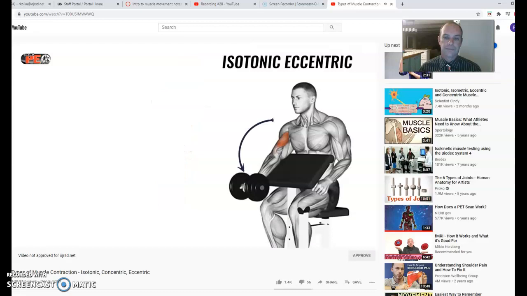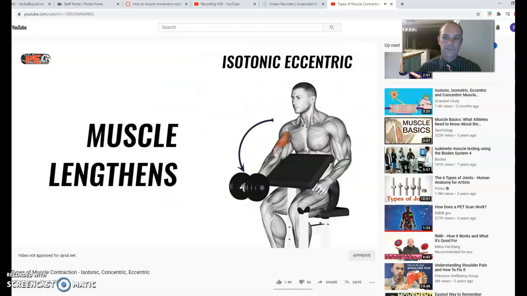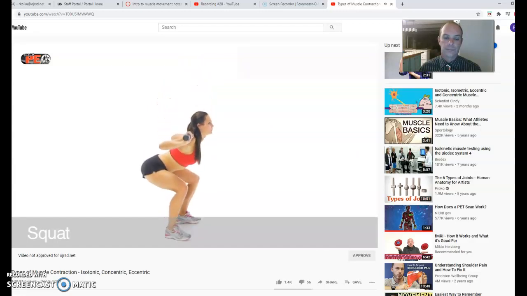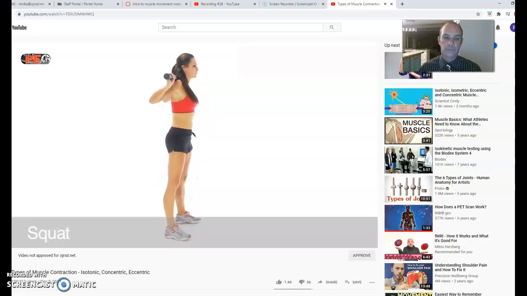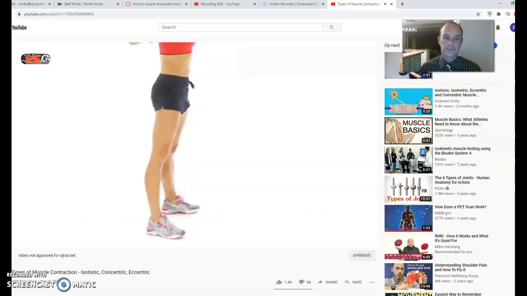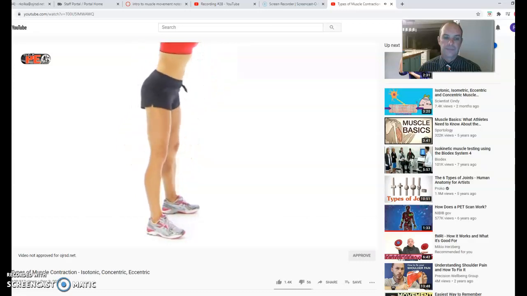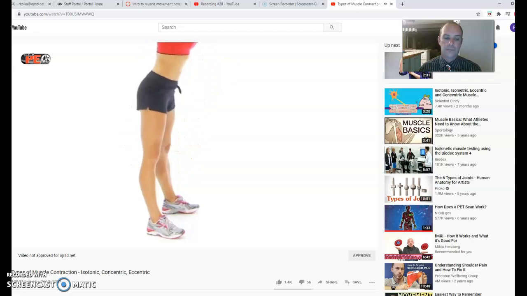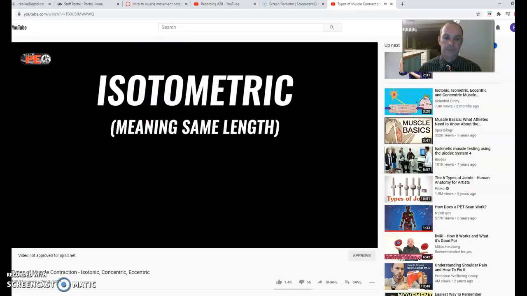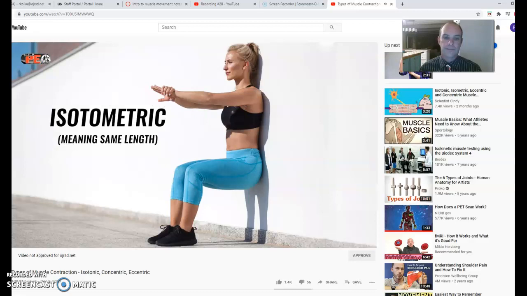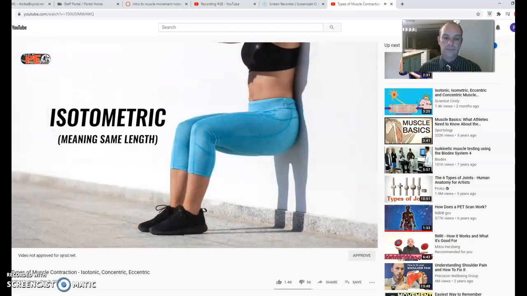Isotonic eccentric contractions occur when a muscle lengthens under tension. This occurs during the lowering phase of movements or when landing from a jump. Here, muscles act as a brake and counteract the force of gravity. During the lowering phase of a squat, the quadriceps muscle contracts eccentrically. It is lengthening, but still contracting at the same time. Isometric contractions occur when a muscle contracts without lengthening or shortening. This is a static contraction. When holding a ski sit, the quadriceps muscle group will be contracting to hold this position without lengthening or shortening.